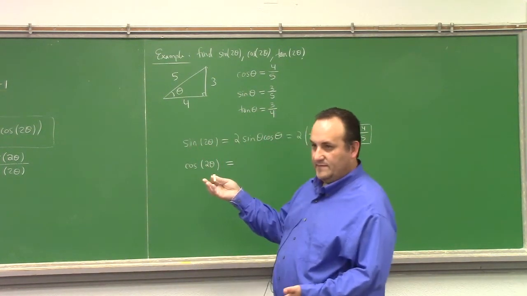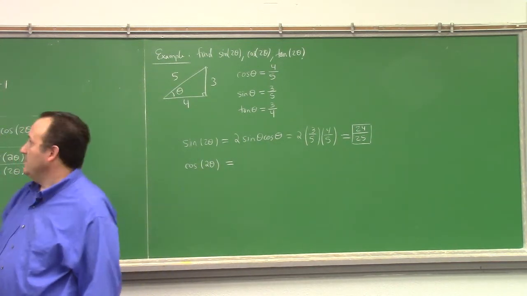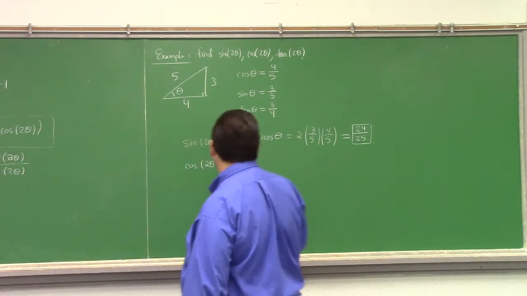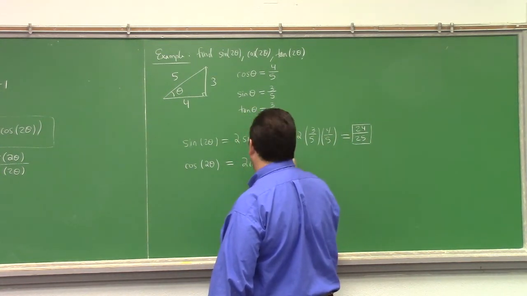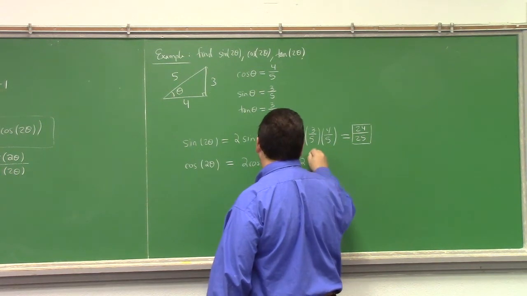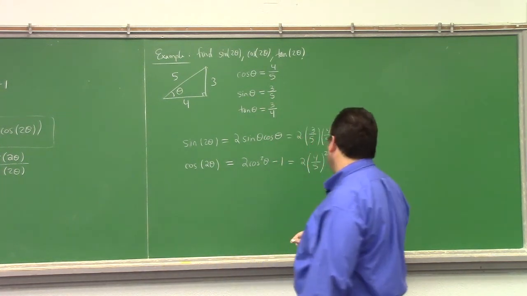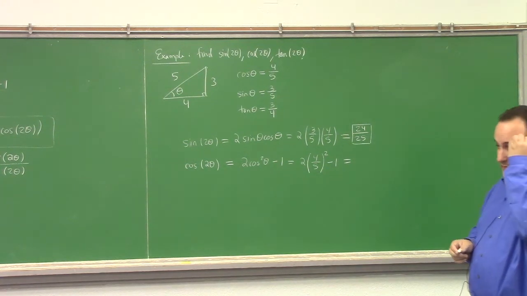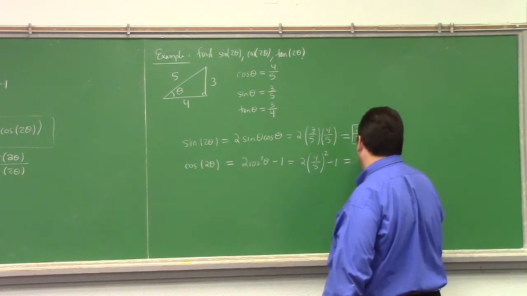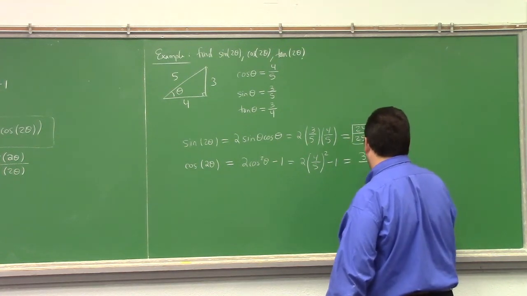You got choices. We could use any one of these, right? Well, let's use the last one. It's 2 cosine squared theta minus 1. So that's twice 4/5 squared minus 1. So 4 squared is 16. 16 times 2 is 32. So I've got 32 minus 25 over 25.